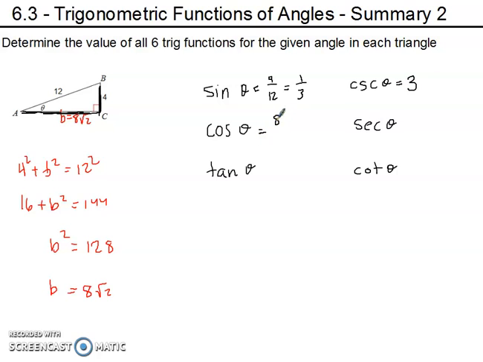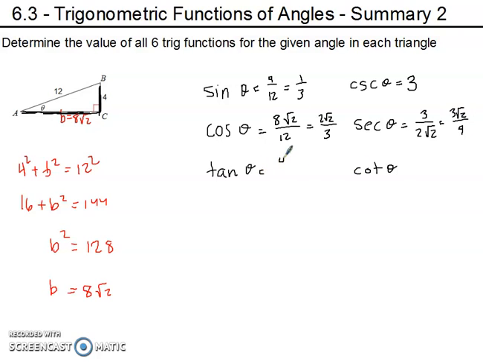Cosine is the adjacent leg, so 8 rad 2 over 12. I can reduce this by 4 to get 2 rad 2 over 3. Secant would be the reciprocal, so 3 over 2 rad 2. We could rationalize this to get 3 square root of 2 over 4, but we're not going to worry about going through that process now.